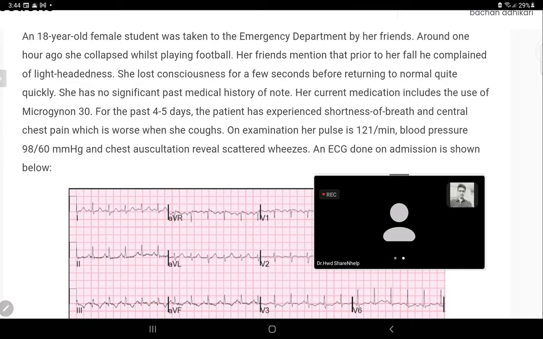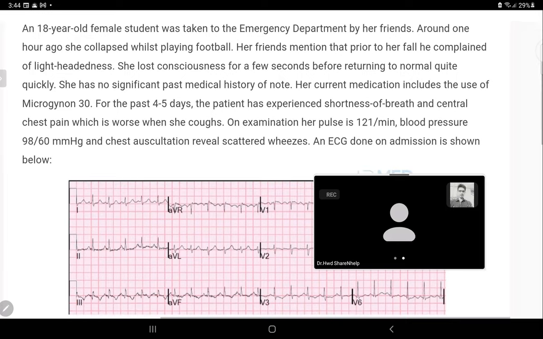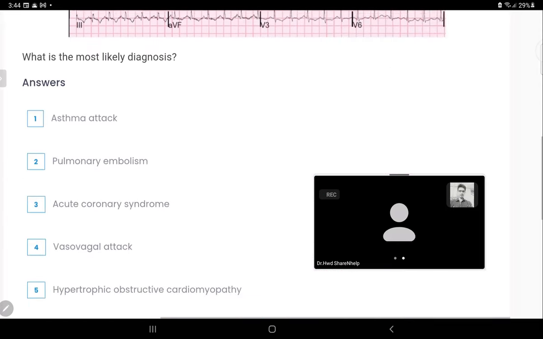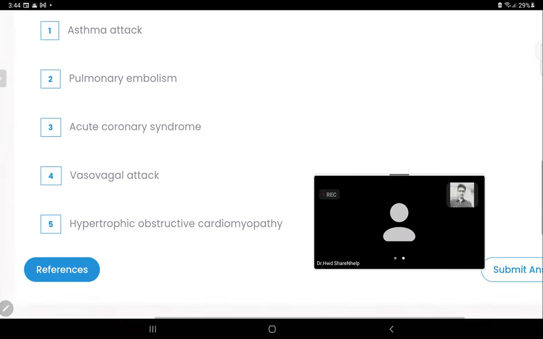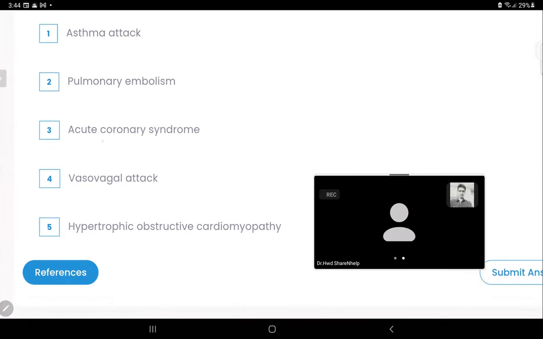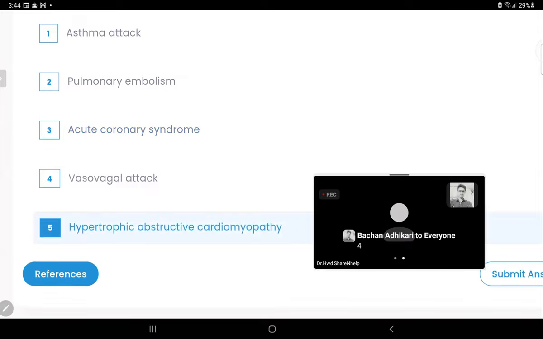Examination, pulse is high. Blood pressure is almost normal. Chest auscultation reveals scattered wheezes. What is the diagnosis? Is it an asthma attack? Is it pulmonary embolism? Is it acute coronary syndrome? Is it vasovagal attack? Is it hypertrophic obstructive cardiomyopathy? What is it? Okay. Is she having an asthma attack? Yes or no?